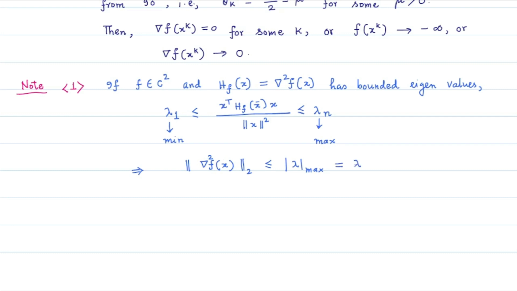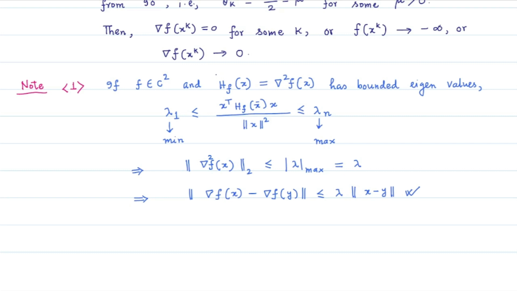Let's suppose the constant is lambda. Then we will obtain that the norm of the difference between the gradient of the function f at x and at y is less than or equal to the norm of the Hessian, which is less than lambda times the norm of x minus y. Therefore we notice that if we assume that the Hessian matrix has bounded eigenvalues, then the gradient of the function f is Lipschitz continuous and hence uniformly continuous.